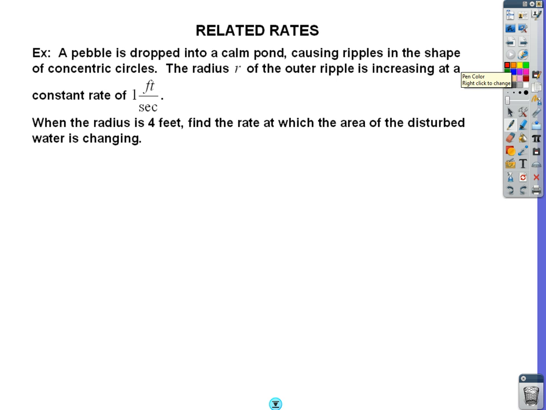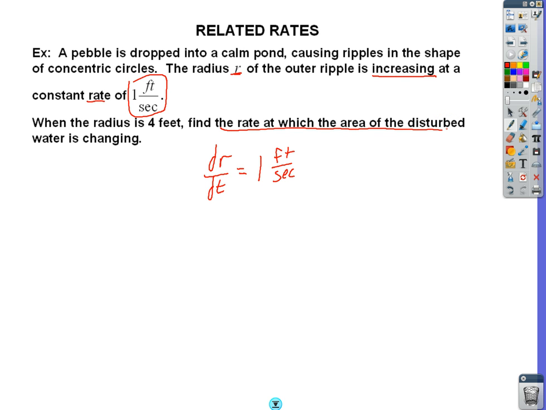First thing is concentric circles. The radius r is increasing at a constant rate of 1 foot per second. So what are they telling me? They're telling me that my radius is changing at a constant rate of 1 foot per second. That's that translation. And now what they want me to find is the rate at which the area of the disturbed water is changing. Oh, they want me to find the rate of area. So they want me to find dA/dt, the rate of the area changing per time, when r is equal to 4. So here's all my given information.